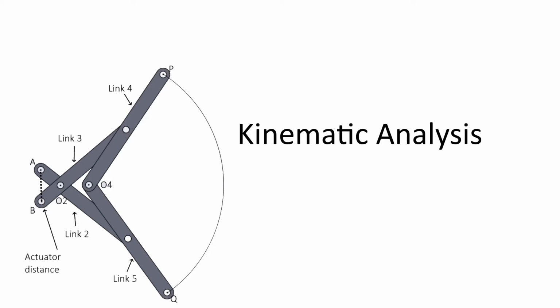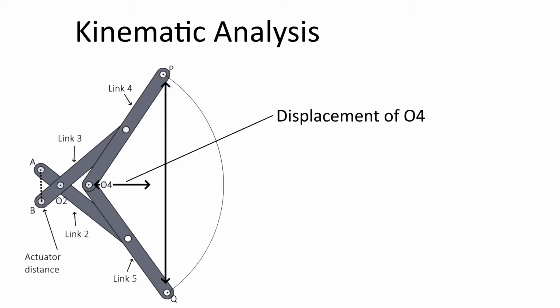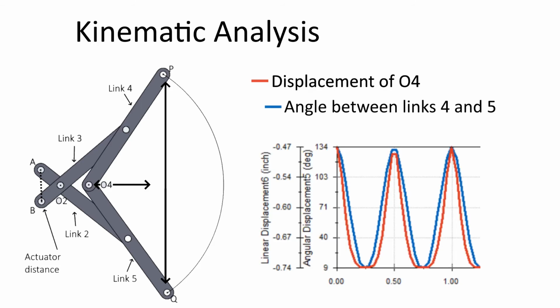For our kinematic analysis, we chose to analyze both the displacement of node O4 and the angle between the two output links L4 and L5 with respect to time. This is so that we know the state of the output angle at a certain time, and we are also able to determine the length of the motor arms for driving the mechanism. From our results, we are able to see that the range of motion for the output links is between 0 and 134 degrees, and the range of motion of node O4 is 0.27 inches.